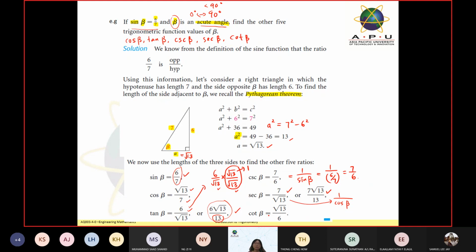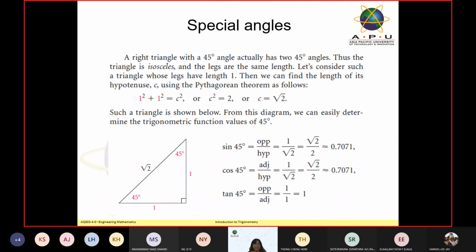Okay, then come to cotangent. So tangent is 6 over square root of 13. Cotangent is actually square root of 13 over 6. Okay, so is that okay? So because this one is 1 over tangent, this one is 1 over cos. Okay, yes, okay. Okay, next one.